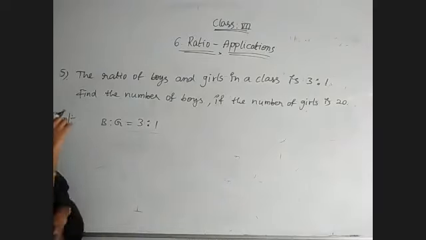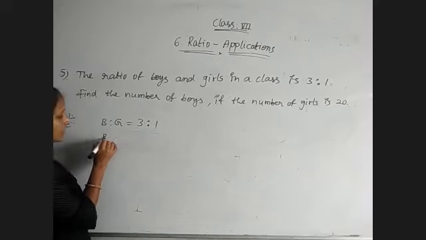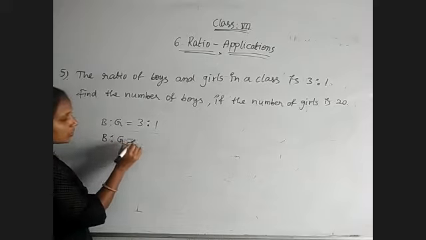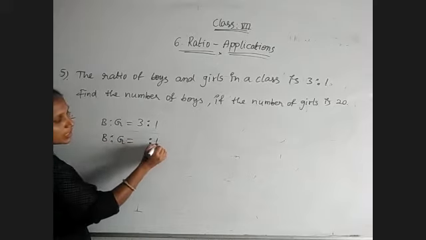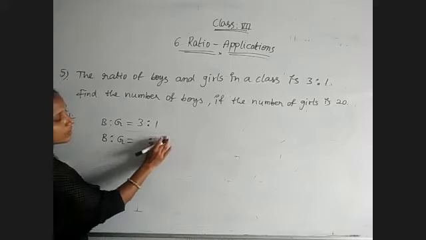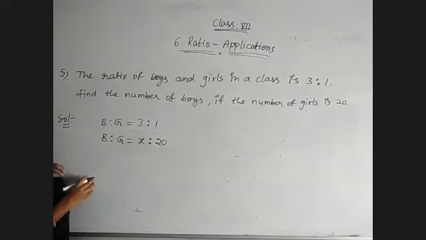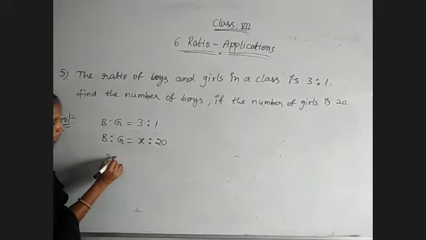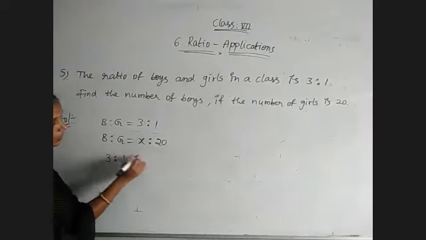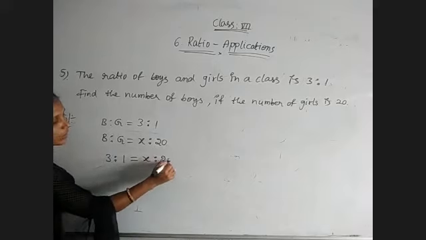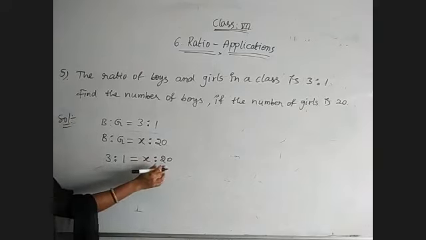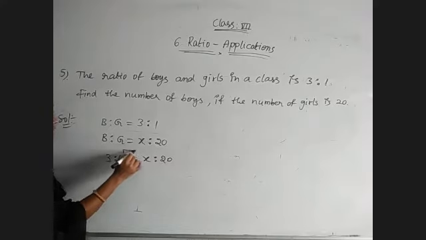So use proportionality. They are asking now the boys to girls ratio when the number of girls is 20. So what will be the number of boys we must find? That means 3:1 must be equal to x is to 20. We need to find out the number of boys. Girls are given. Whatever is given, replace girls. That's it. What will we get?